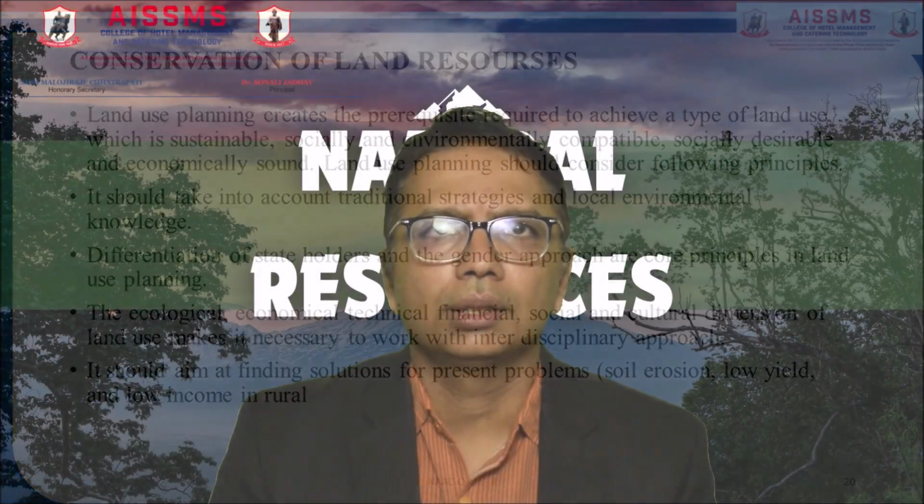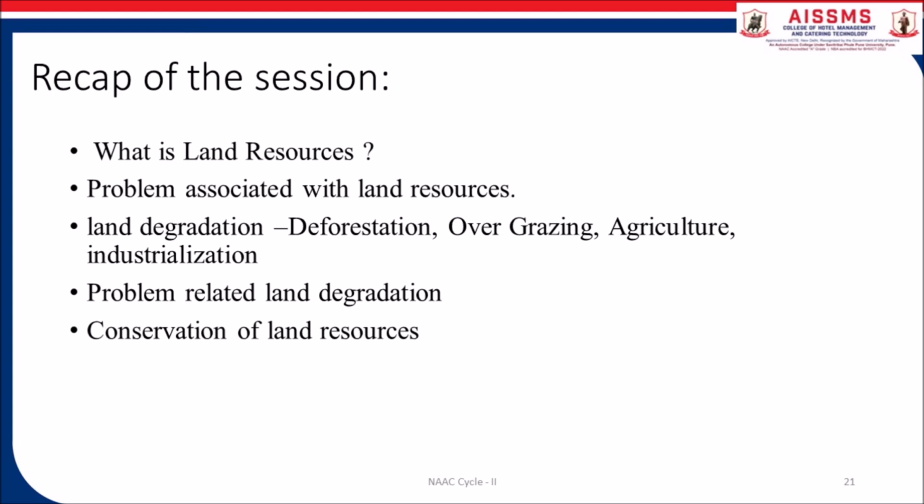Now let us go through what we have learned in this session. We have seen what is land resource. We have seen various problems associated with land resource. We also saw land degradation, what is deforestation, overgrazing, and agricultural and industrialization effects on land resources. We saw the problems related to land degradation. We also saw how to conserve the land resources.